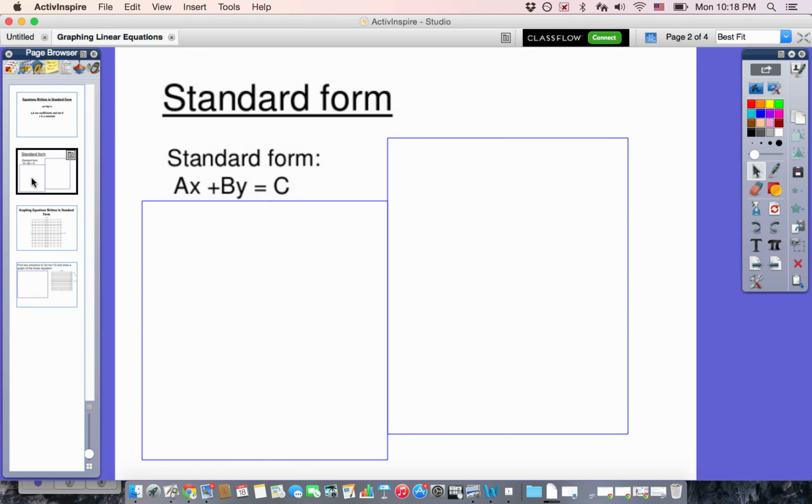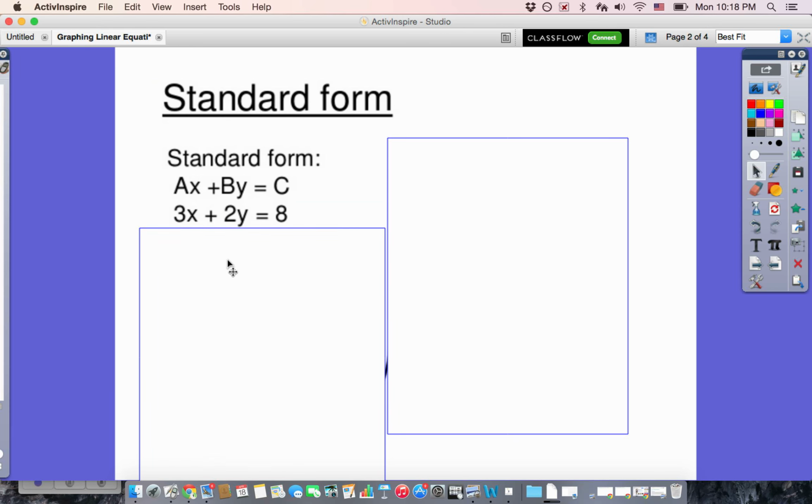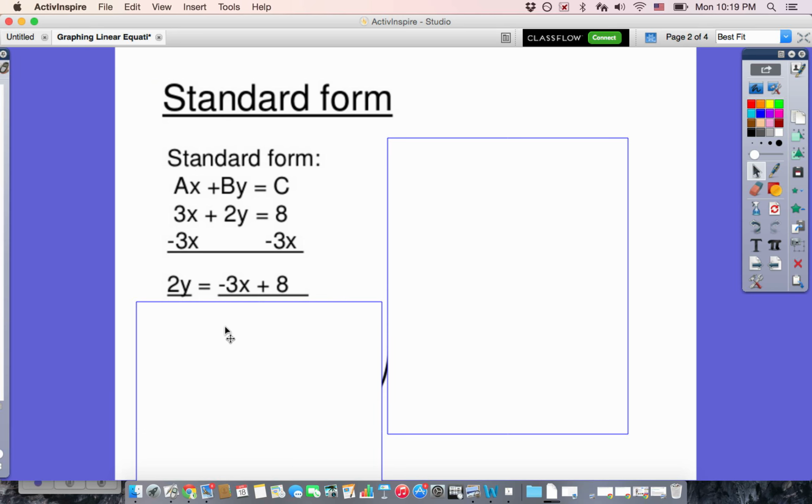Okay, so we're going to look at an example of an equation written in standard form, and we're going to remind ourselves how we can rewrite this into slope-intercept form. So the example is 3x plus 2y equals 8. When we want to write this in slope-intercept form, we have to isolate our y. So we subtract 3x from both sides, and we're left with 2y equals negative 3x plus 8.